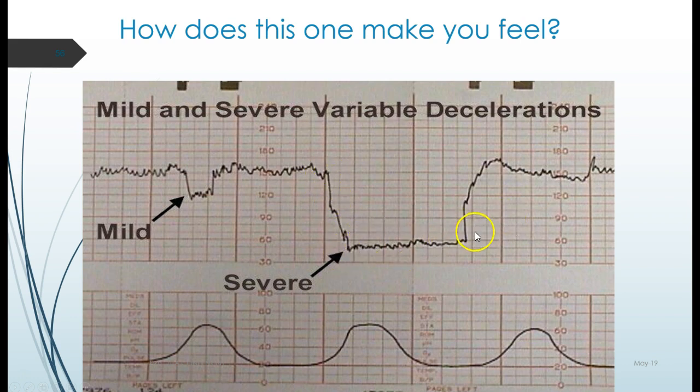This is a severe variable. This is about 1.5 minutes long. It drops down into 50, 55. And not good variability right there. We come back out of here and don't have good variability.